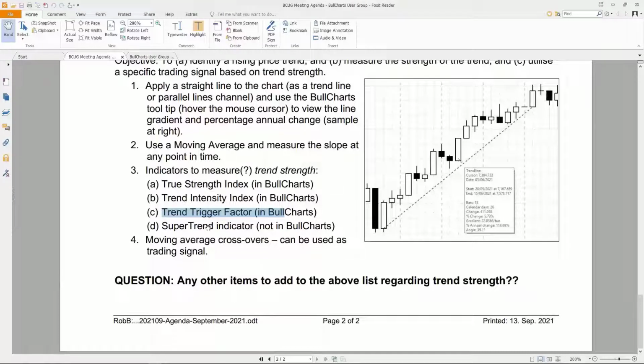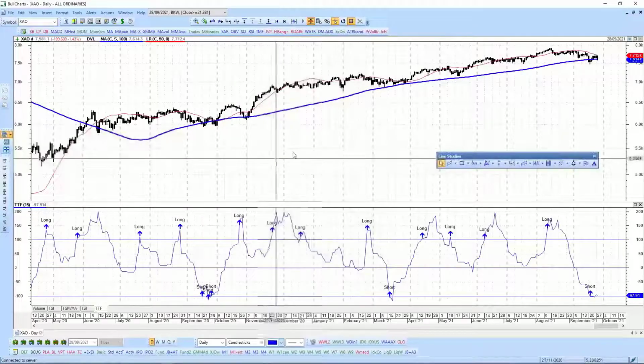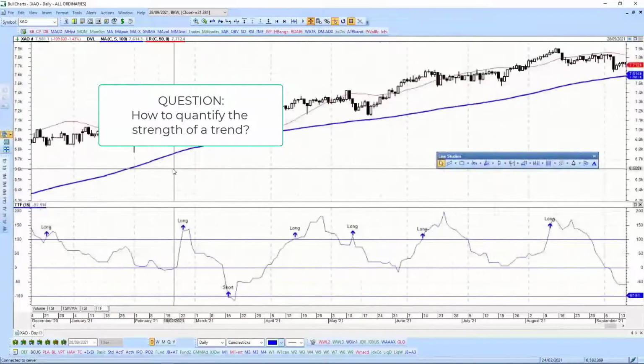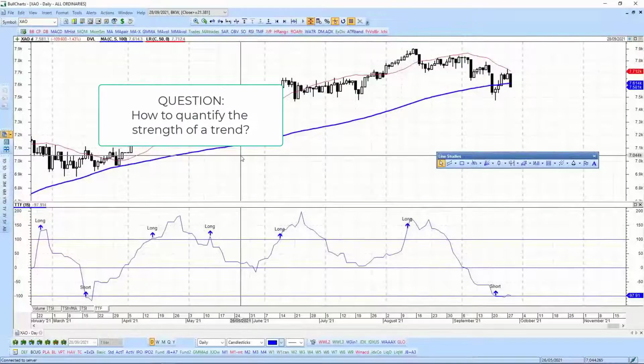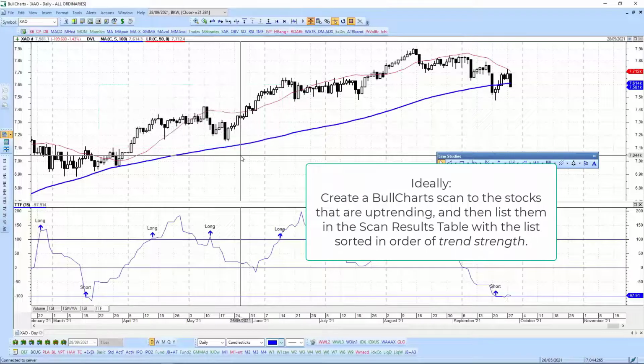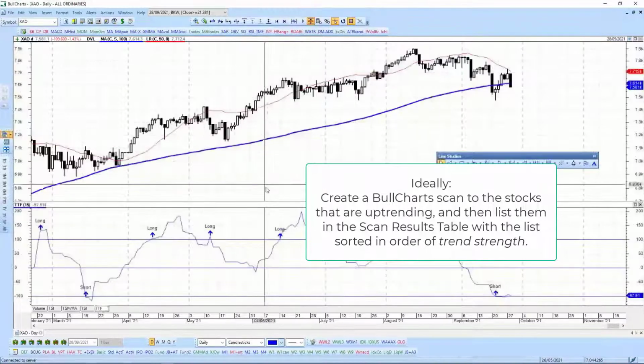Are there any other, before we talk about Super Trend, are there any other tools in BullCharts we can use to help quantify the strengths of a trend? Ideally, I would like to find some way to scan all of the stocks and identify the ones that are trending and then put them into my scan results table in order of trend strength. I'm not sure I've found how to do that yet. Any suggestions from anyone?